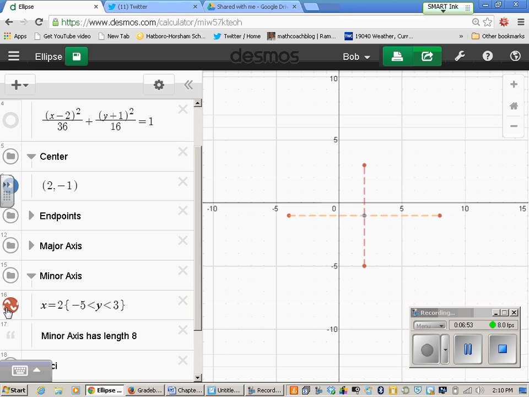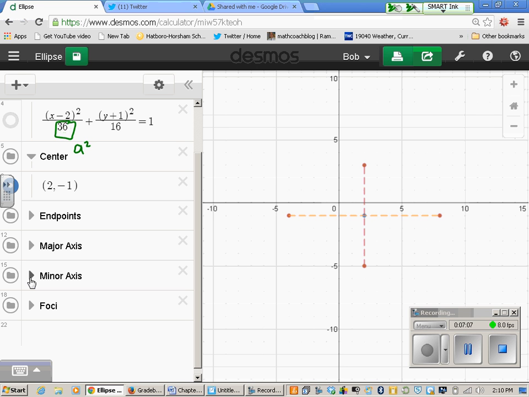And I dotted them because they're not actually points on the ellipse. They're just helping us define what the lines of symmetry are. So the major axis and the minor axis. The last piece to this is the foci. Now the foci, you have to keep in mind a squared and b squared again. I have a squared, and 16 is my b squared. The rule for foci is as follows. It is that c squared, which will be the location of the foci, or it will help us get it, comes from a squared minus b squared.